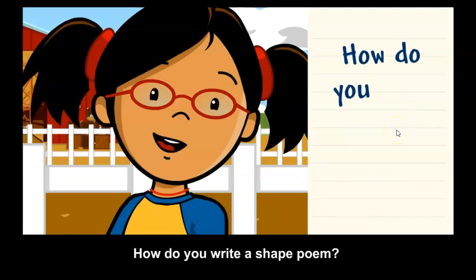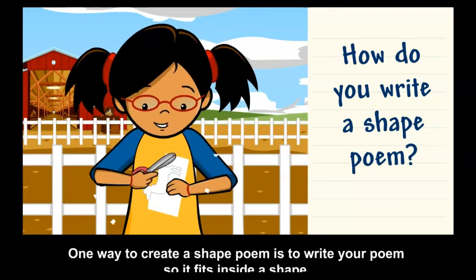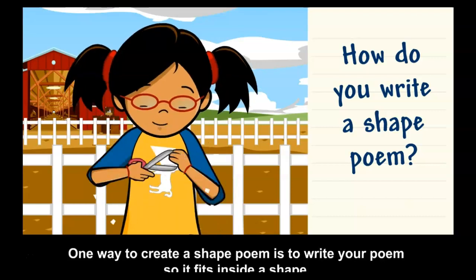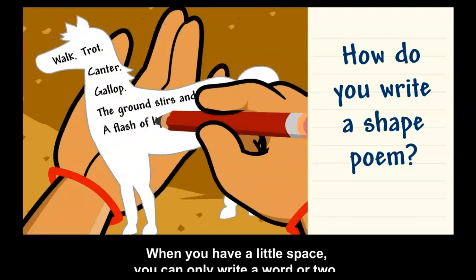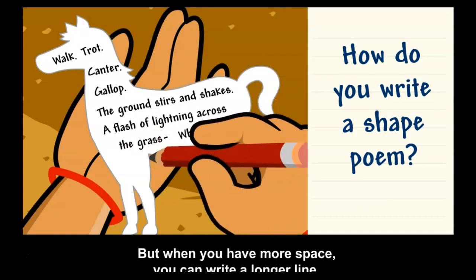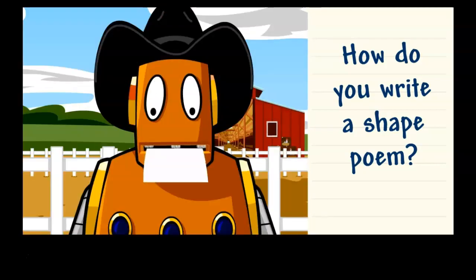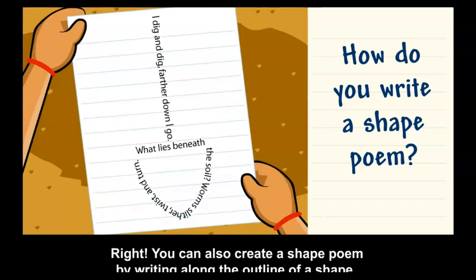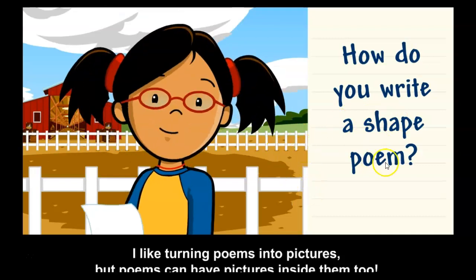How do you write a shape poem? One way to create a shape poem is to write your poem so it fits inside a shape. When you have a little space, you can only write a word or two. But when you have more space, you can write a longer line. Right, you can also create a shape poem by writing along the outline of a shape. I like turning poems into pictures, but poems can have pictures inside them too.